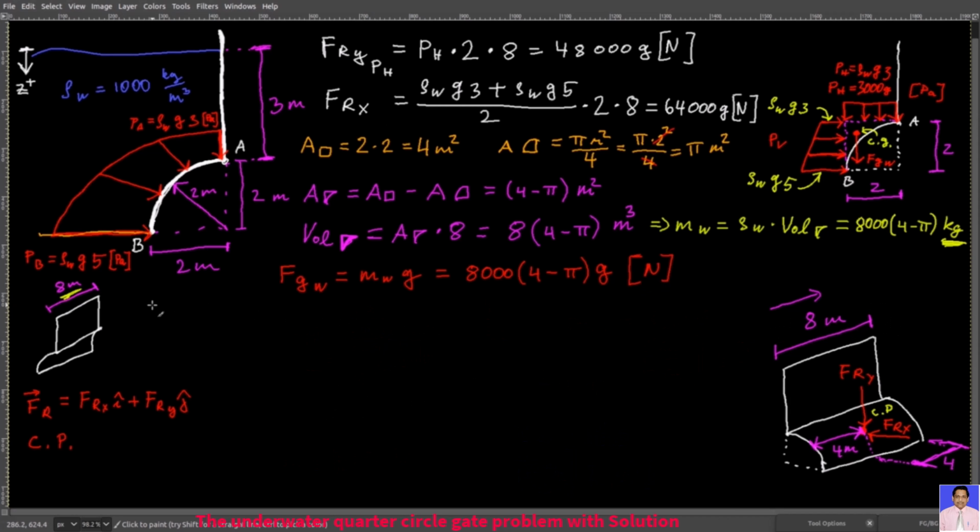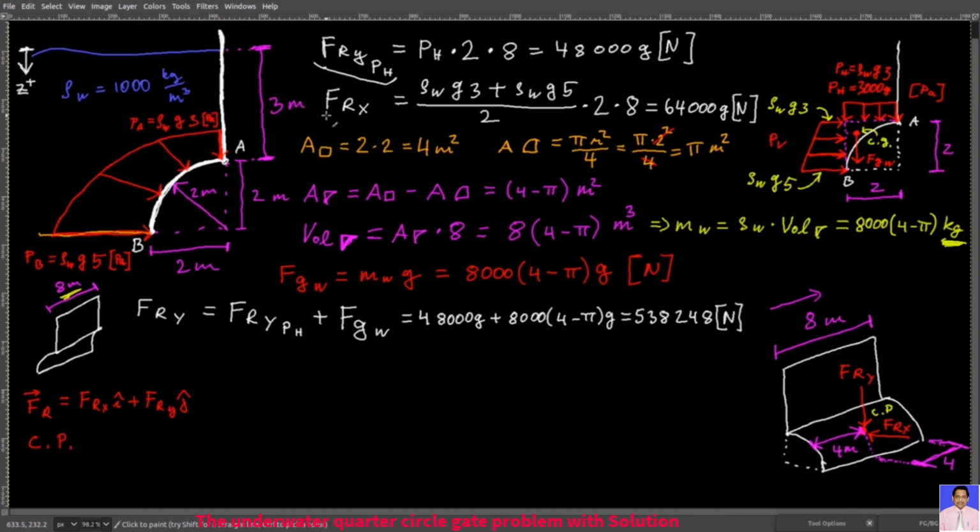And so the total downward force, Fry, is Fry due to pH, which is this one here, plus Fgw. If you add them together, then this will be your result. And then this is your total Frx, 64,000 g newtons, or if you multiply it by g, 9.81 meters per second squared, then you will get this number. And there you go. Your Fry is this one, and Frx is this one. And now we simply need to figure out where the center of pressure is located on this arc in 2D.